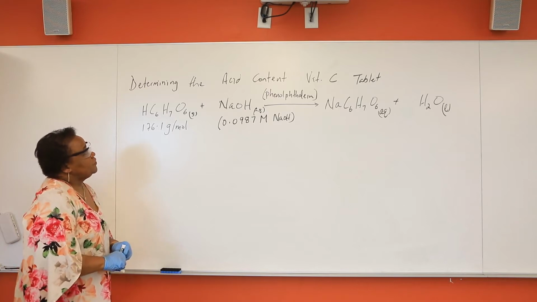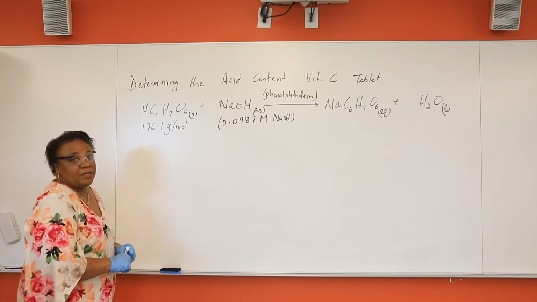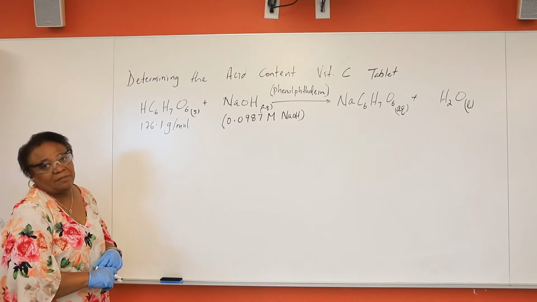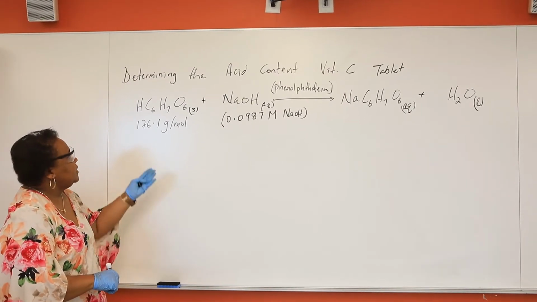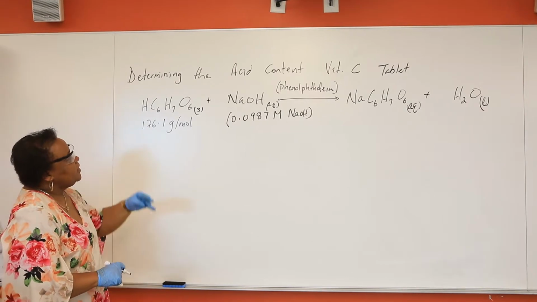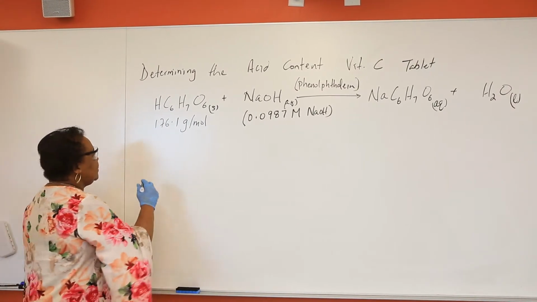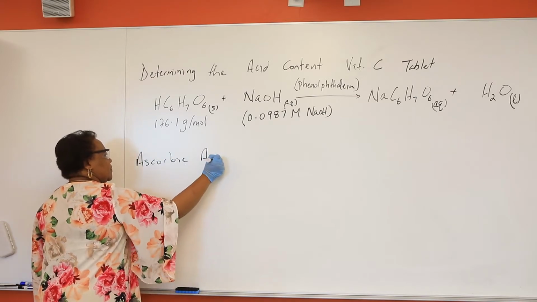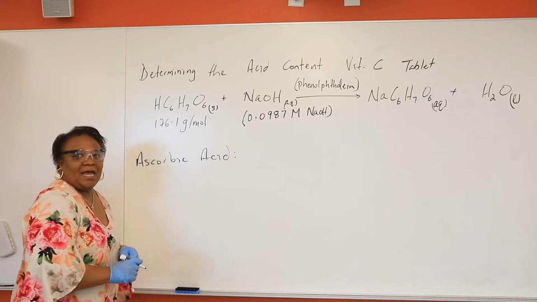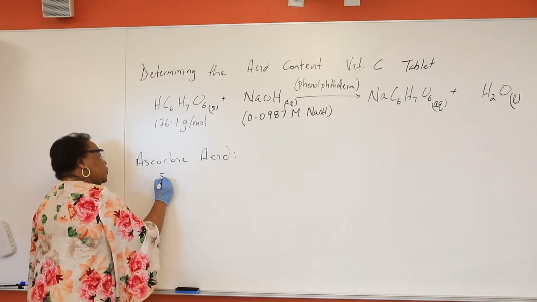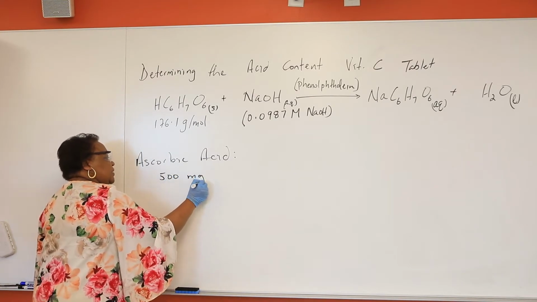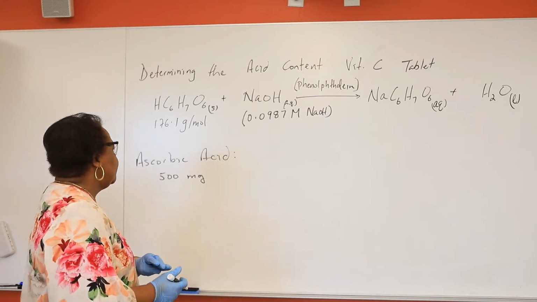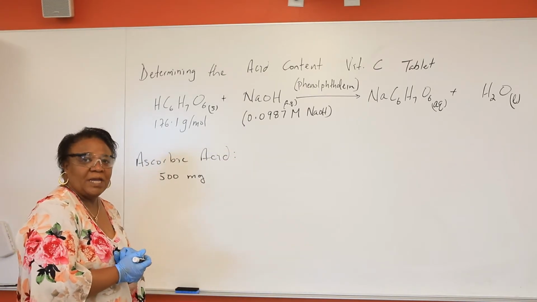So the goal of today's experiment will be to determine the acid content in a vitamin C tablet. I should note that your vitamin C contains the weak acid, ascorbic acid. In today's lab, I'm starting off with a tablet that contains 500 milligrams of ascorbic acid.